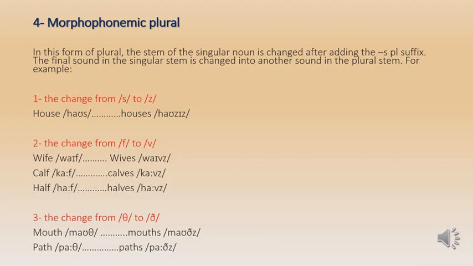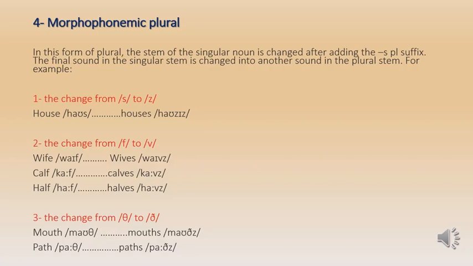The fourth type of the irregular plural is called the morphophonemic plural. In this type of plural, the stem of the singular noun is going to change after adding the s plural suffix. The change is in the final sound in the singular noun, which is going to change into another sound after adding the s plural. So the final sound in the singular stem is changed into another sound in the plural stem. We have three types of morphophonemic change.